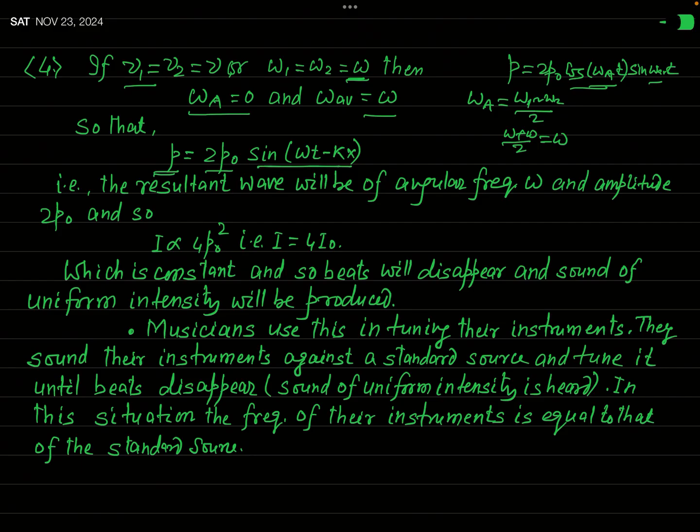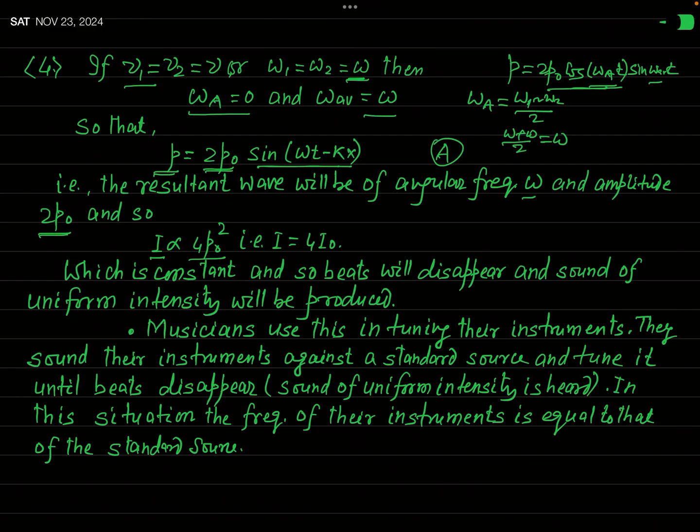So you can see this is just the equation of a progressive wave, not of a standing wave. So this is a progressive or traveling wave with frequency omega and amplitude 2P naught. Its amplitude is not varying, but constant. In the previous situation, you have seen that the amplitude of the resultant wave was varying with time, because it was equal to 2P naught cos omega A t. But now this resultant amplitude is simply 2P naught, which is constant.